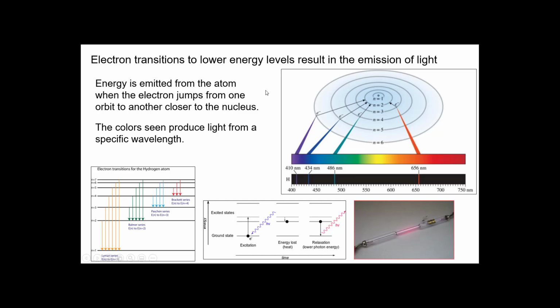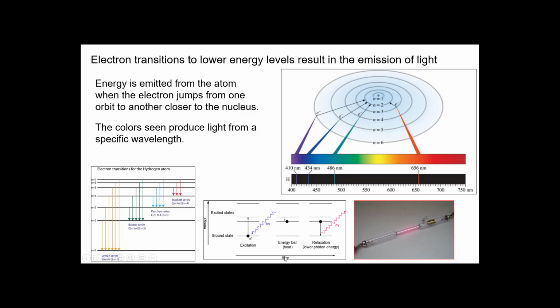Energy is emitted from the atom when the electron jumps from one orbit to another closer to the nucleus. So that's going down as an emission. The colors seen produce light from a specific wavelength. So as you can see here, this is an excitation. So this is an absorption. Energy comes in. This is frequency. This is Planck's constant. We're going to work on that right now. As a photon, it's going to excite the atom, the electron, and then it's going to come back down.